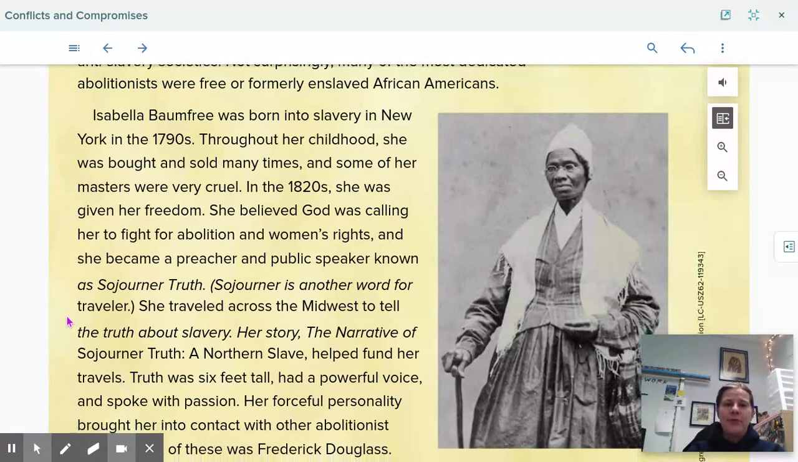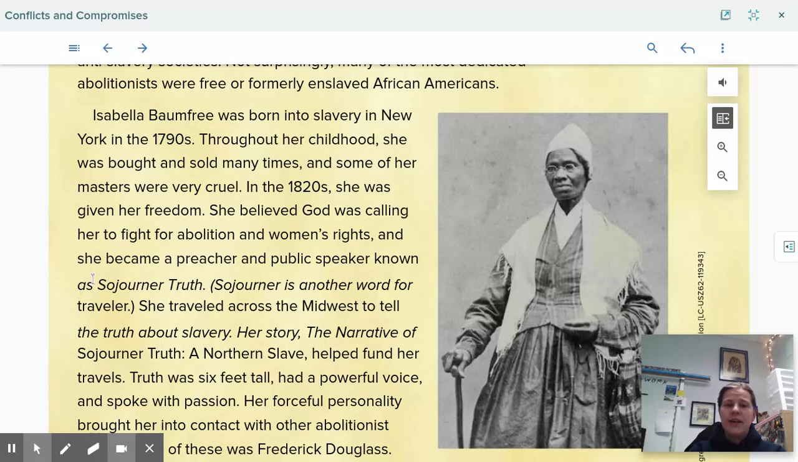Isabella Baumfree was born into slavery in New York in the 1790s. Throughout her childhood, she was bought and sold many times, and some of her masters were very cruel. In the 1820s, she was given her freedom. She believed God was calling her to fight for abolition and women's rights, and she became a preacher and public speaker known as Sojourner Truth.